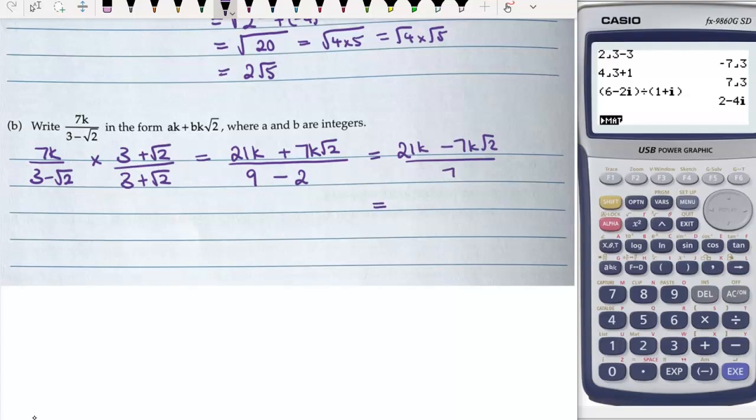And we can simplify that. 21k divided by 7 is 3k, and 7 over 7 is 1. So it's just like this. And we just check we are in the form that it asked for, where we have something k plus something k root 2.